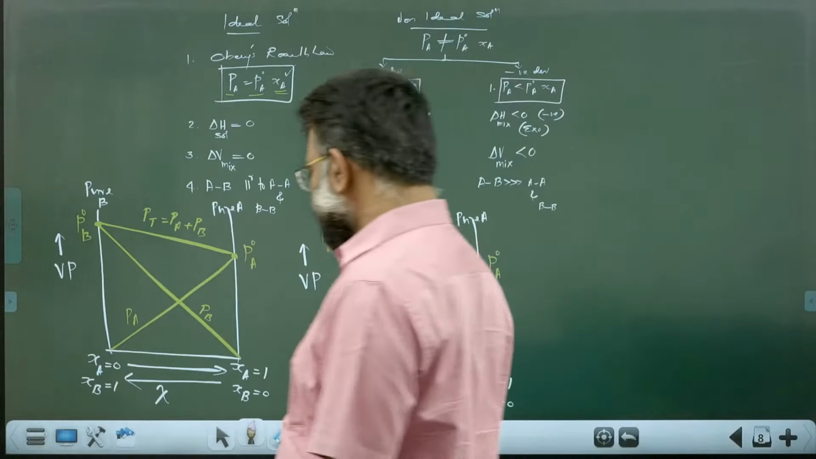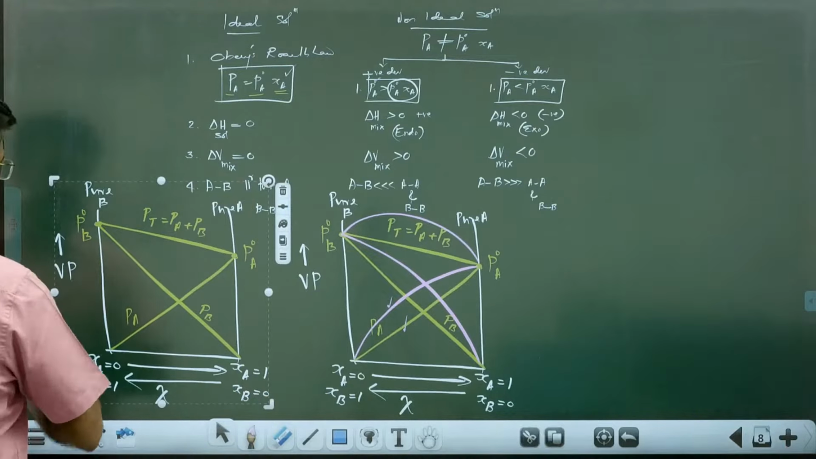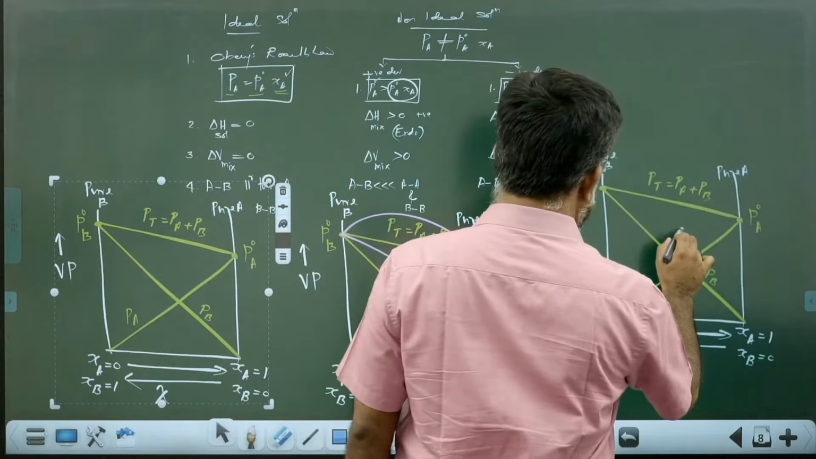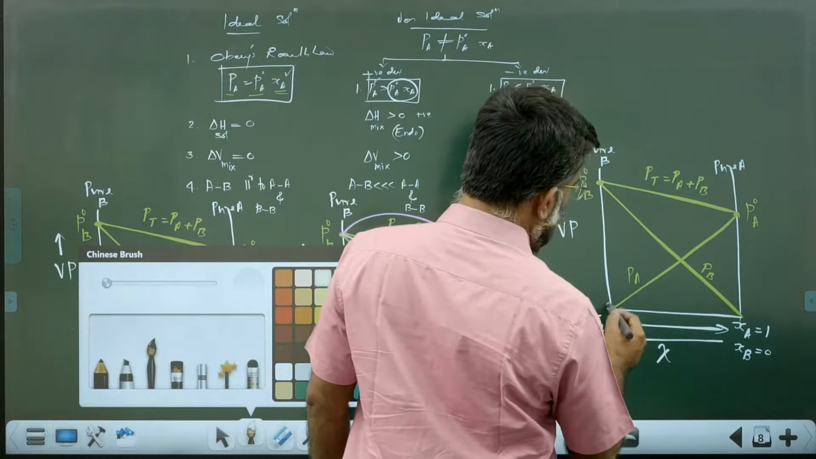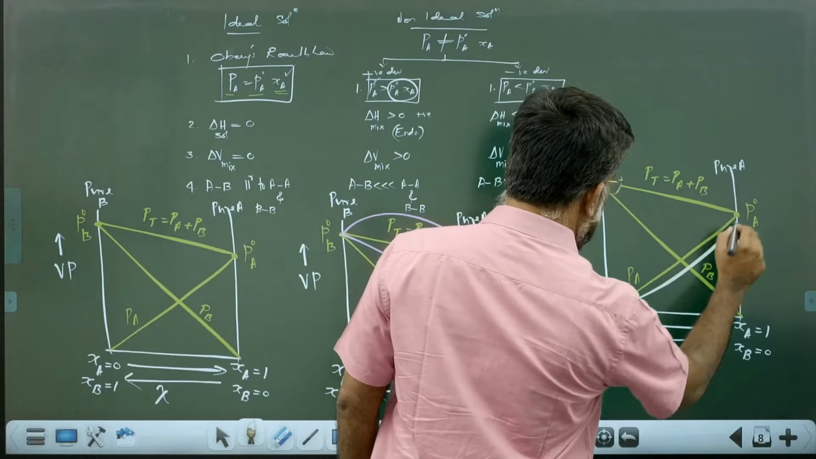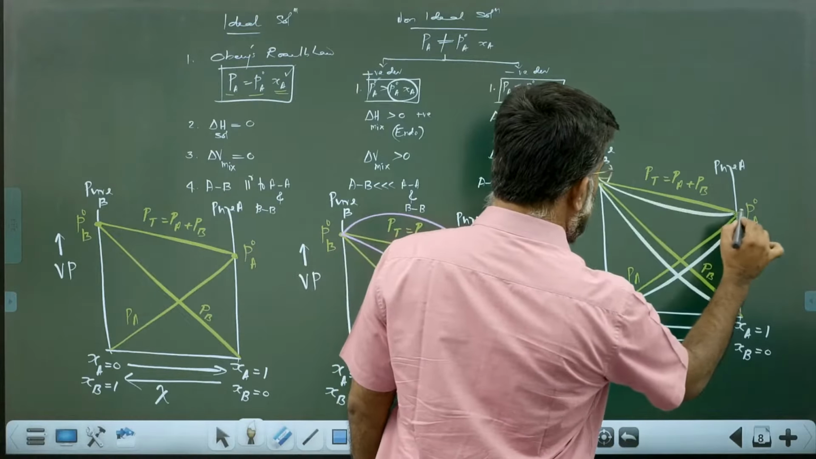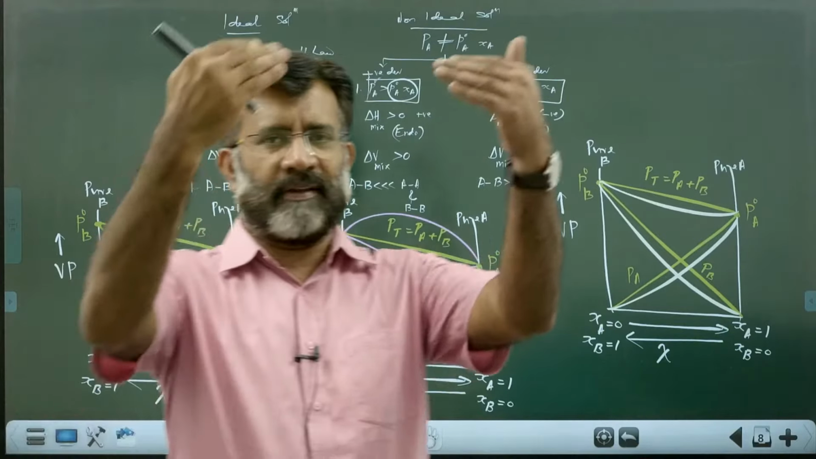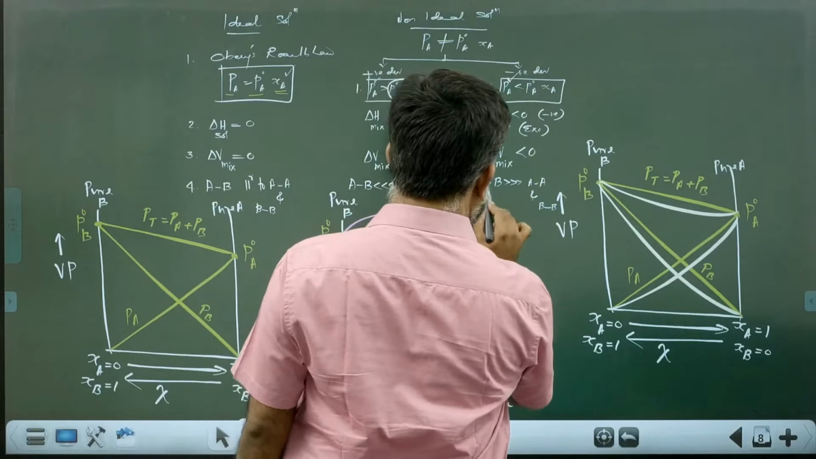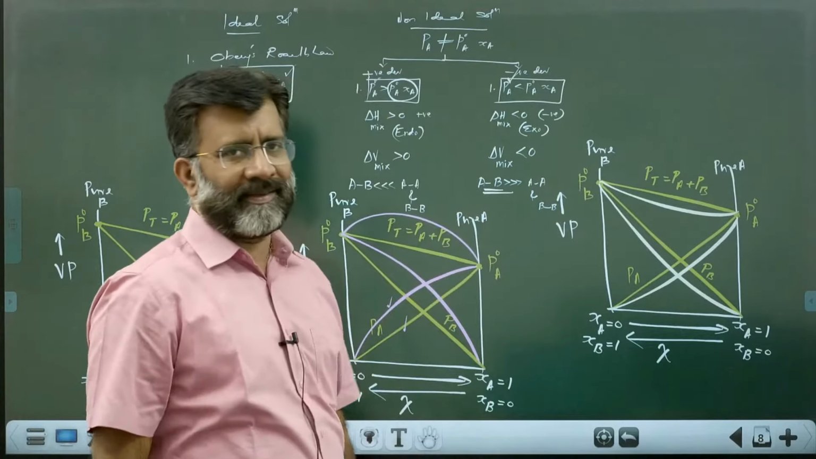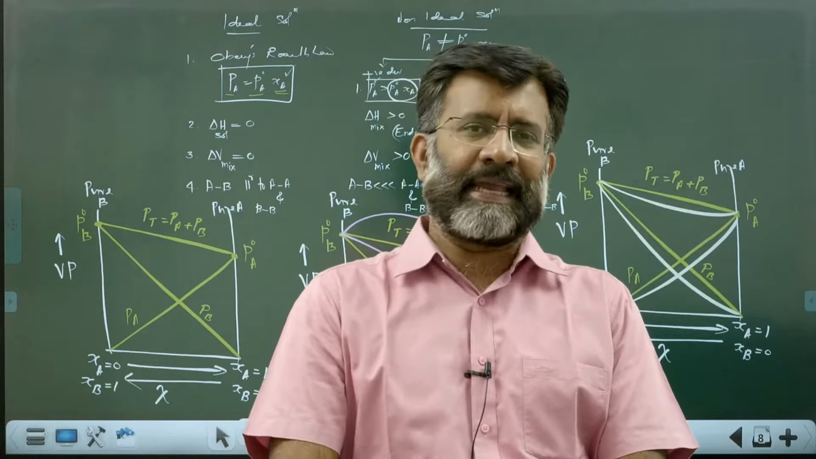What about non-ideal, negative deviation? How is going to be that? This is ideal. This is non-ideal, negative deviation. All you can find there is a decrease, because as the molecular attraction increases, the vapor pressure will decrease. So pressure contribution decreases from the ideal character. That is non-ideal, negative deviation.